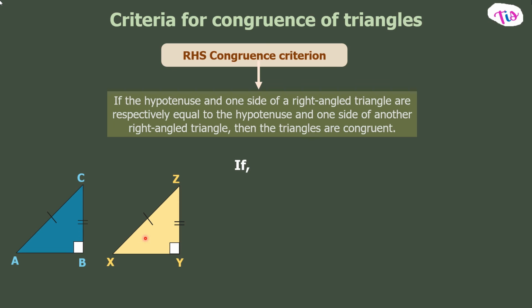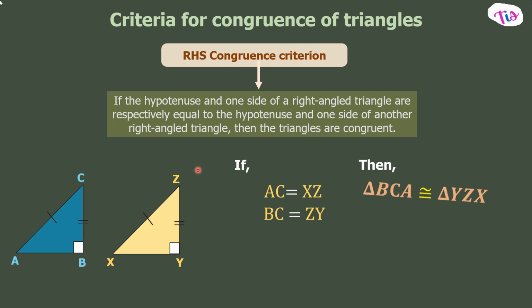Let's talk about these two triangles here now. So if AC hypotenuse is equal to XZ, right, hypotenuse of the other triangle, and any other side BC is equal to ZY in this case, then these two triangles, BCA will be congruent to YZX. Again, be very careful with the order of the triangles, otherwise the statement will become wrong. So this was RHS congruence criteria.